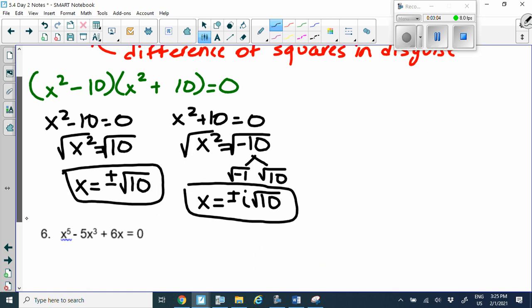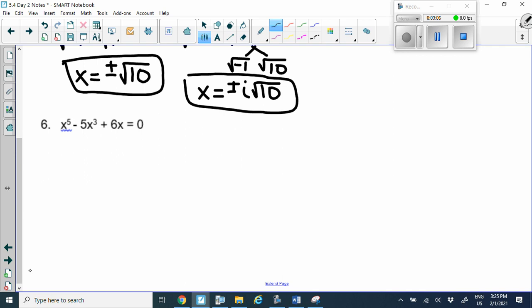Okay, let's go ahead and do our last problem. We have x to the 5th minus 5x cubed plus 6x equals 0. First, this is already set equal to 0, so we're good to go. Now we want to see how many solutions. This is in standard form. Notice that our highest exponent is 5. That means there is going to be 5 solutions.